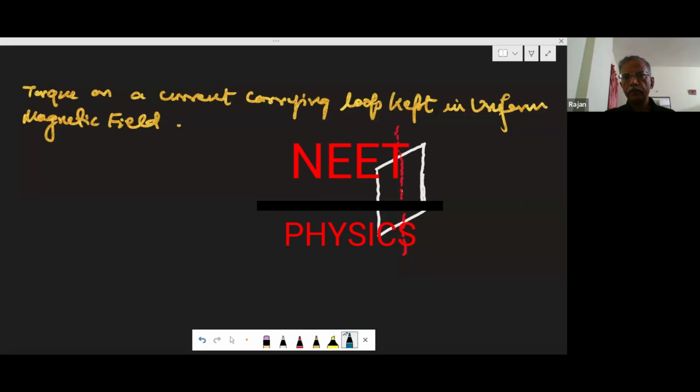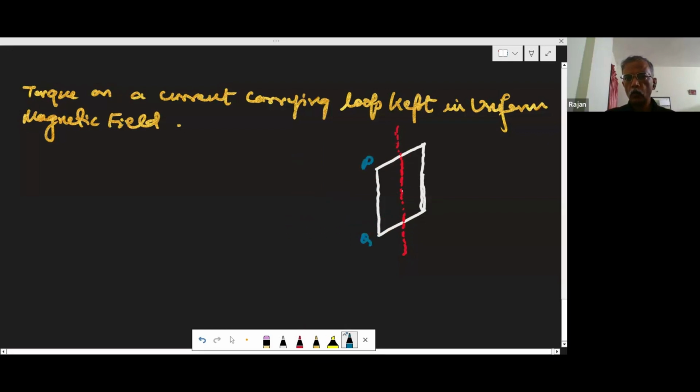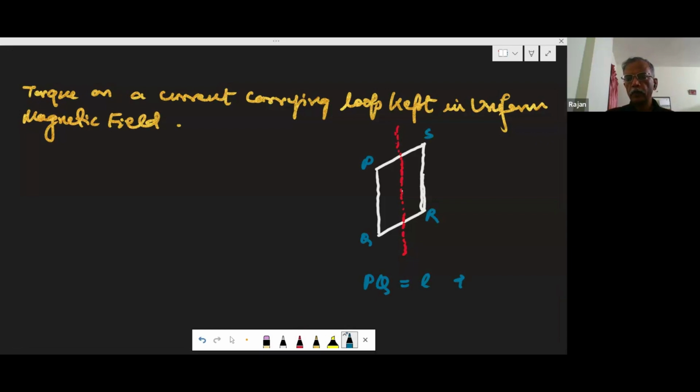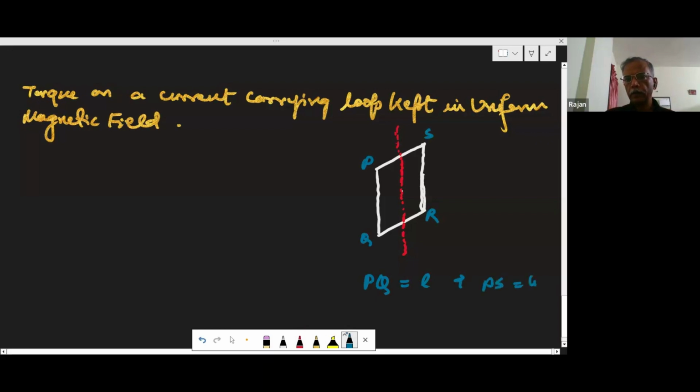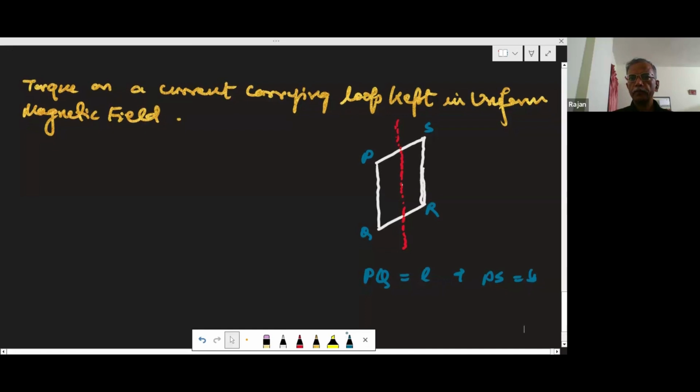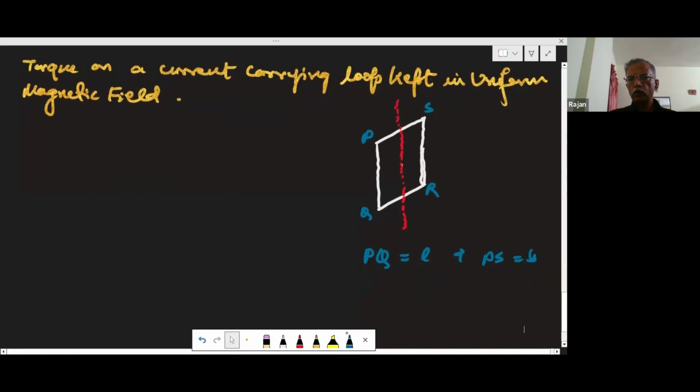We can name them. Say I'm writing P, Q, R, S, right? Mind it, your PQ is L, and that is the same as RS, and your PS is B, and it is the same as your QR, correct?